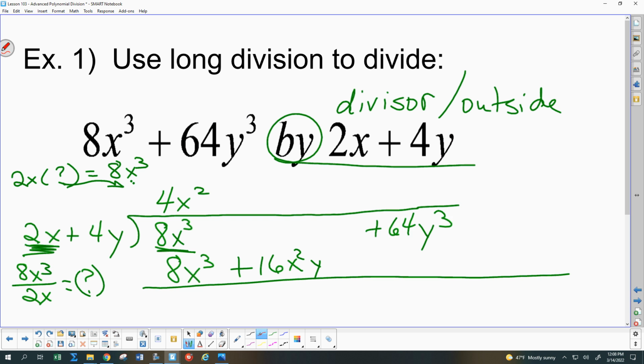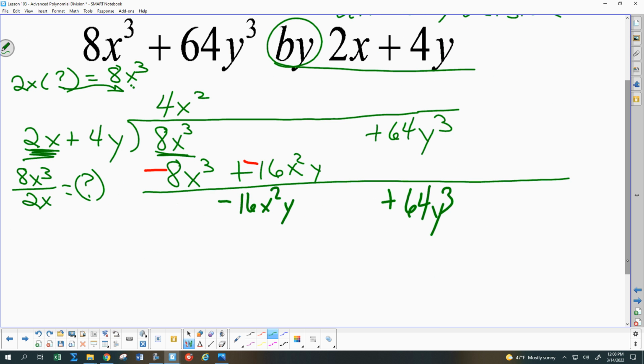As always with long division, the next step is to subtract this line. So my 8x cubes cancel out, and I have 0 minus 16x squared y, and I still have my plus 64y cubed. Thumbs up, thumbs down. With me so far? Okay, then we repeat. Just the 2x piece times what will give us the minus 16x squared y, or minus 16x squared y divided by 2x. Who can tell me what my next term in that quotient needs to be? Wyatt?